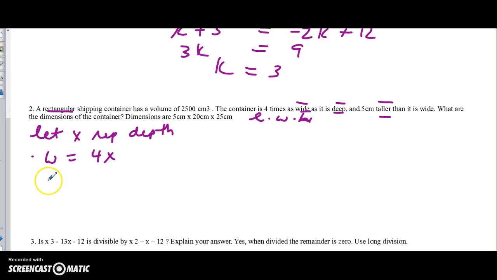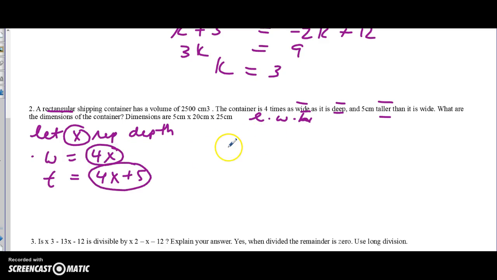And then finally you have how tall it is, or the height, and you can call it t if you want, and that's equal to 4x plus 5 because it is 5 taller than it is wide. So it's 4x wide, and then it's 5 bigger than that. So my dimensions are x, 4x, and 4x plus 5.